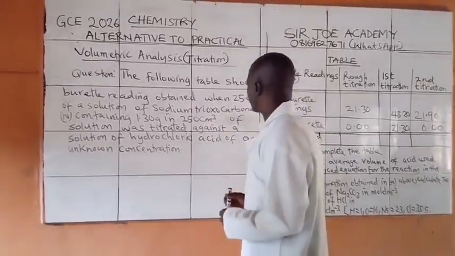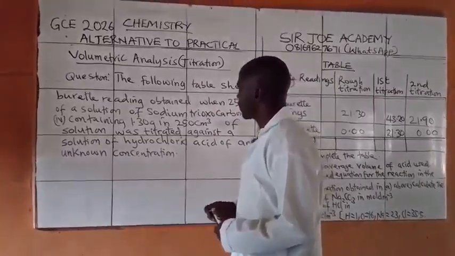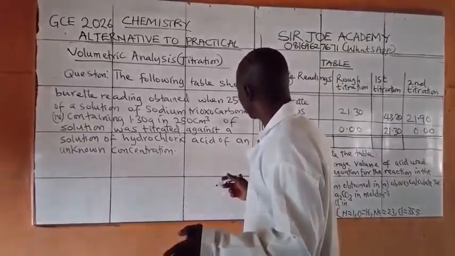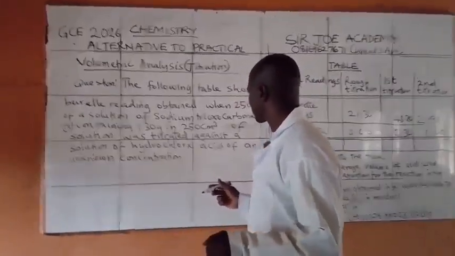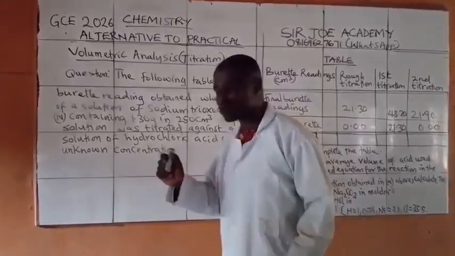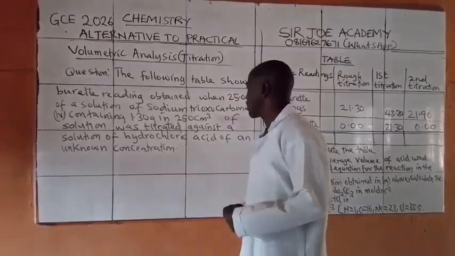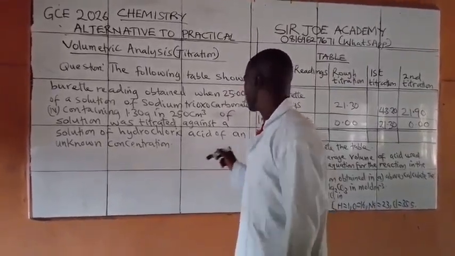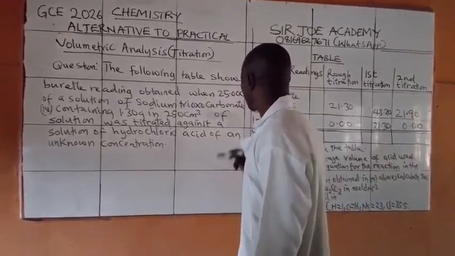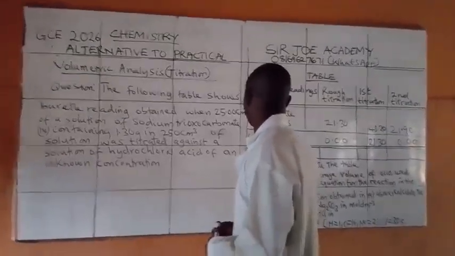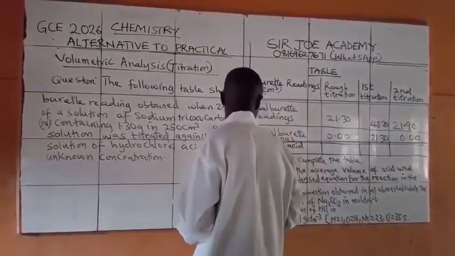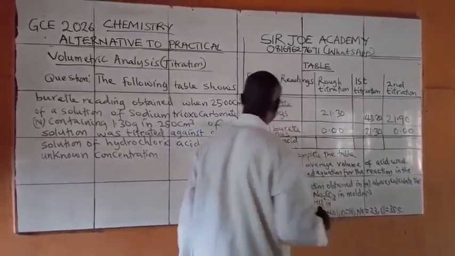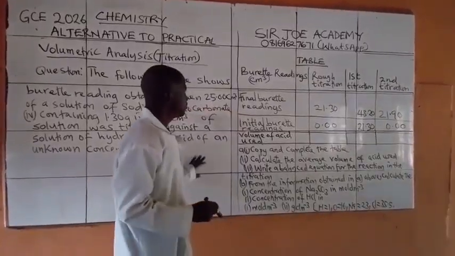From this question, try as much as possible to understand that we have the acid. The name of the acid is hydrochloric acid, and the name of the base is sodium trioxocarbonate(IV). The question continues. Now, we are given this table.